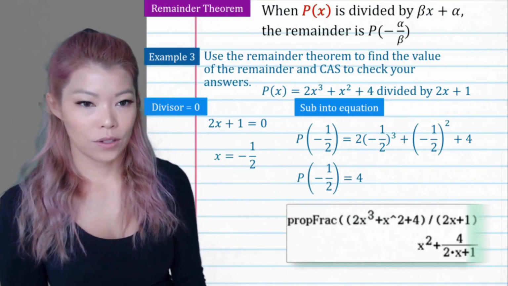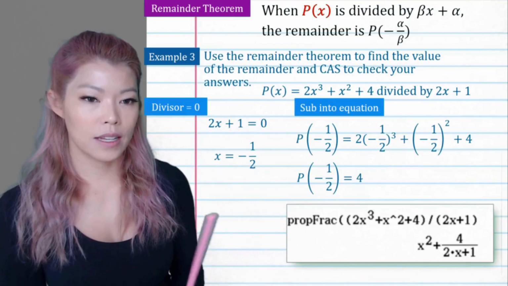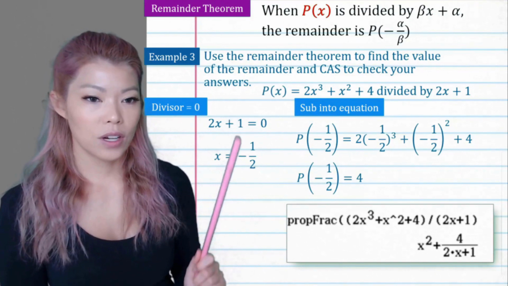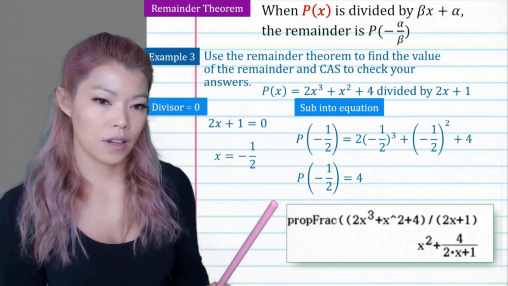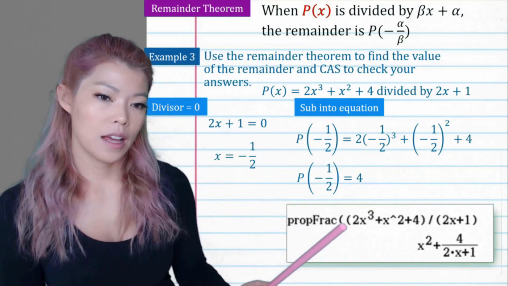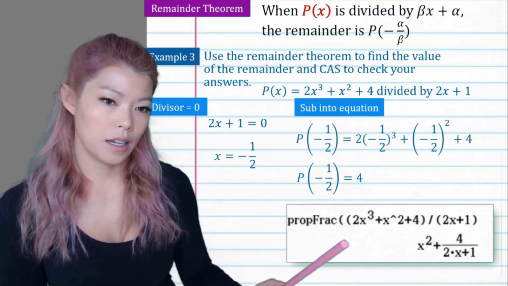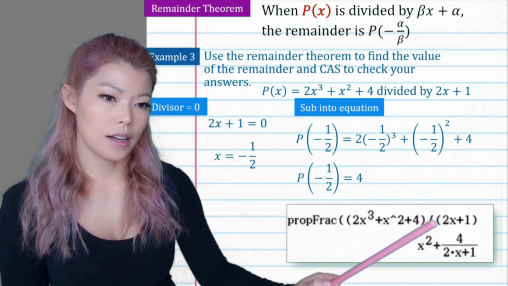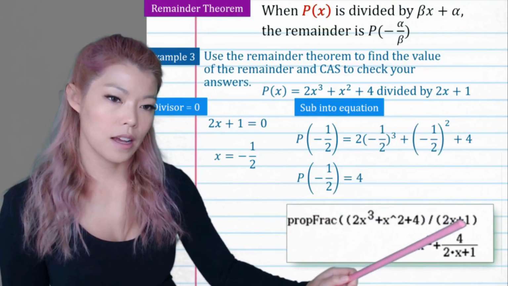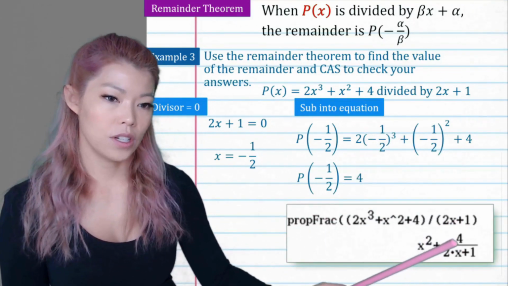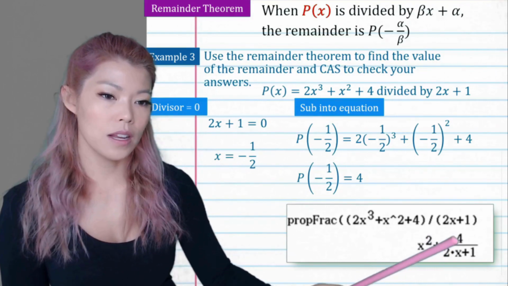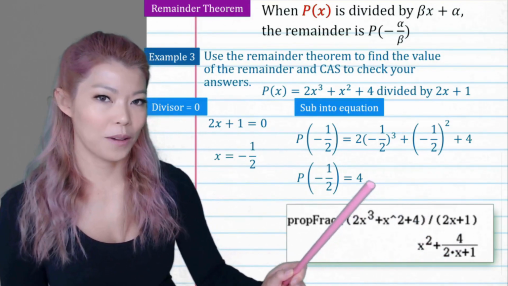So now we're going to try the CAS. If you tap in Action, then Transformation, then Factor and propFrac, and you put that dividend in brackets, divided by, and then brackets the divisor, you will obtain that the quotient is x squared and the remainder is 4, like we expected.